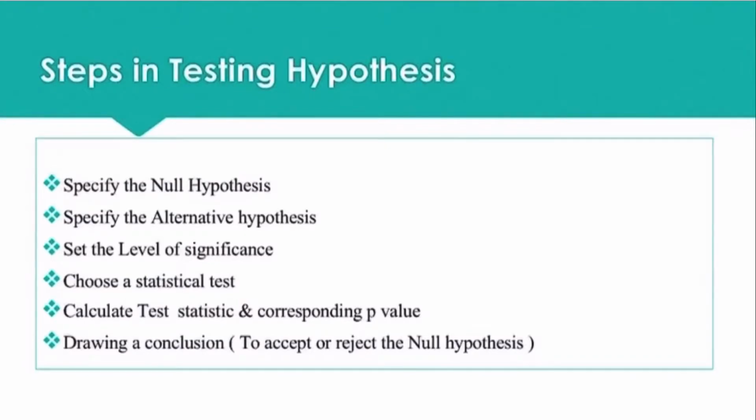Now we can see the steps in testing hypothesis. So testing hypothesis starts with specifying the null hypothesis and alternative hypothesis. Then we need to set a level of significance and choose an appropriate statistical test to analyze the data. Then we need to calculate the value and draw a conclusion whether to reject or accept the null hypothesis.